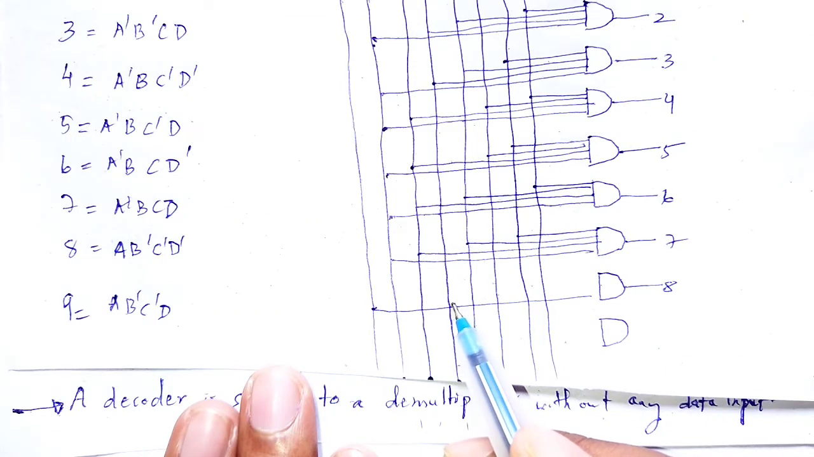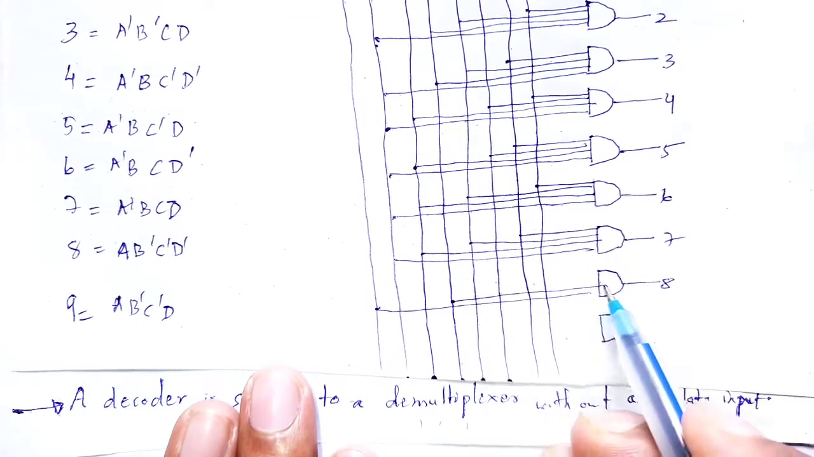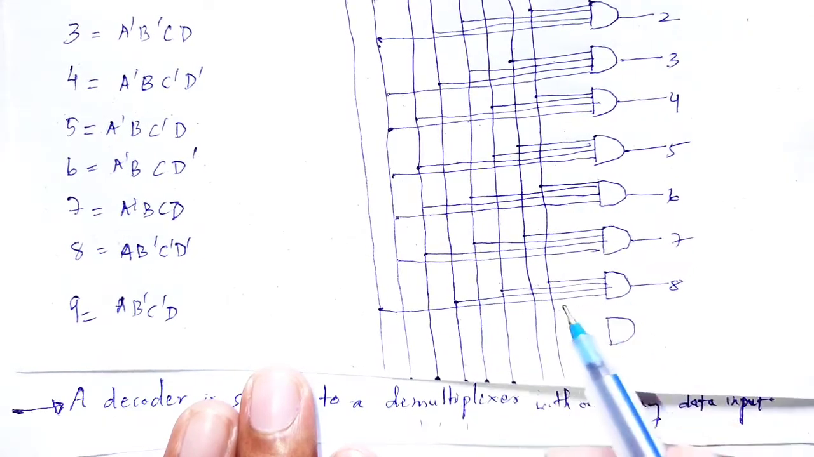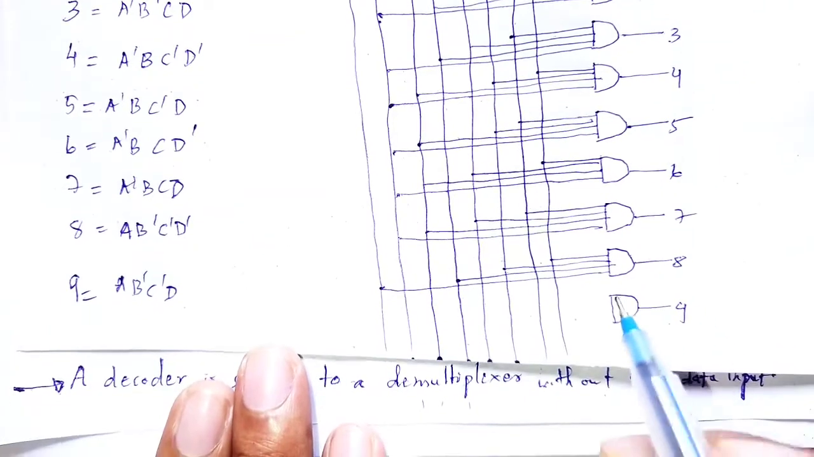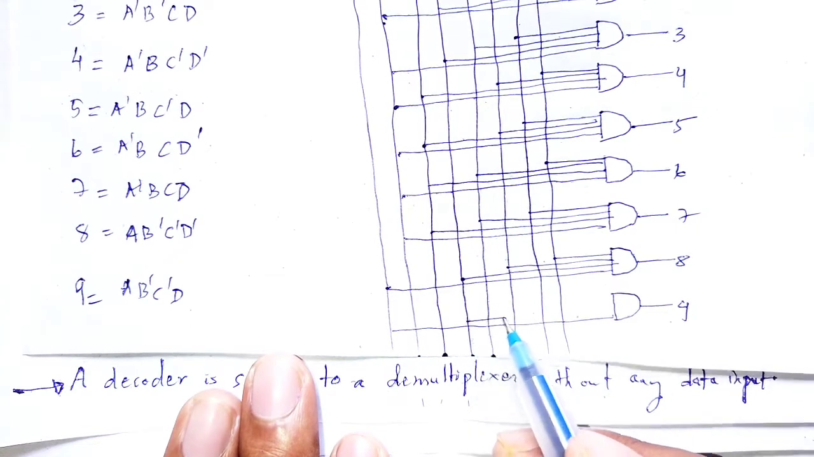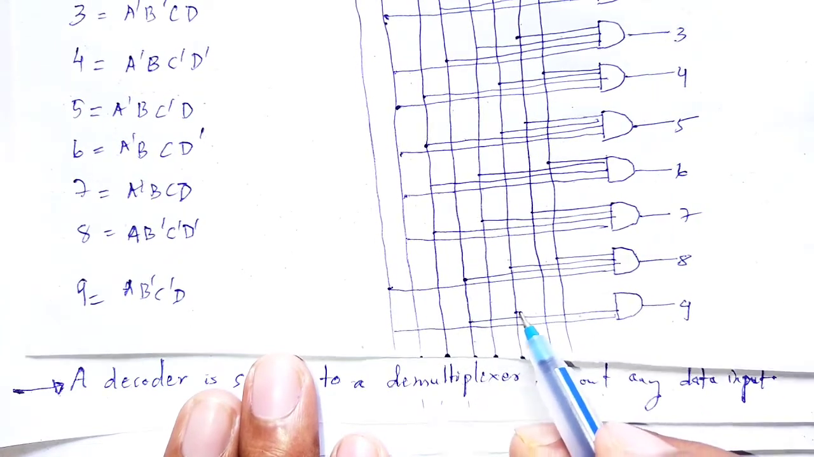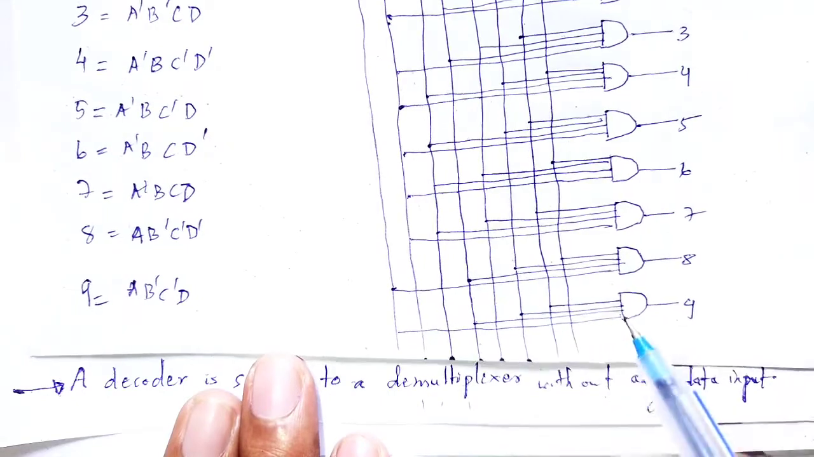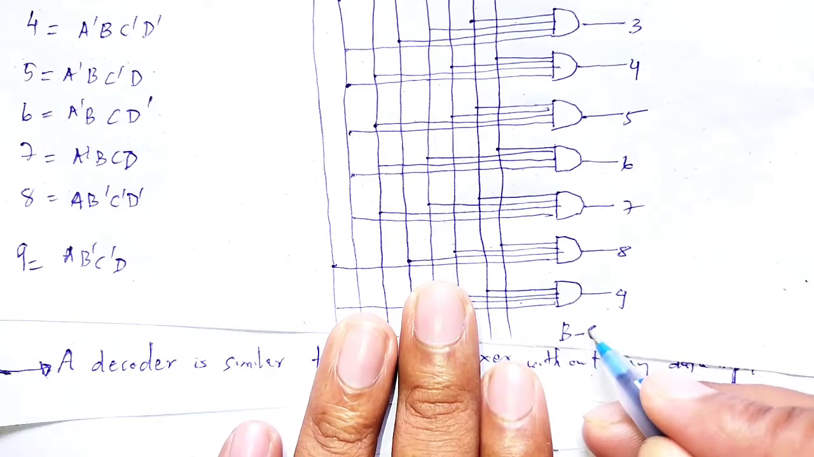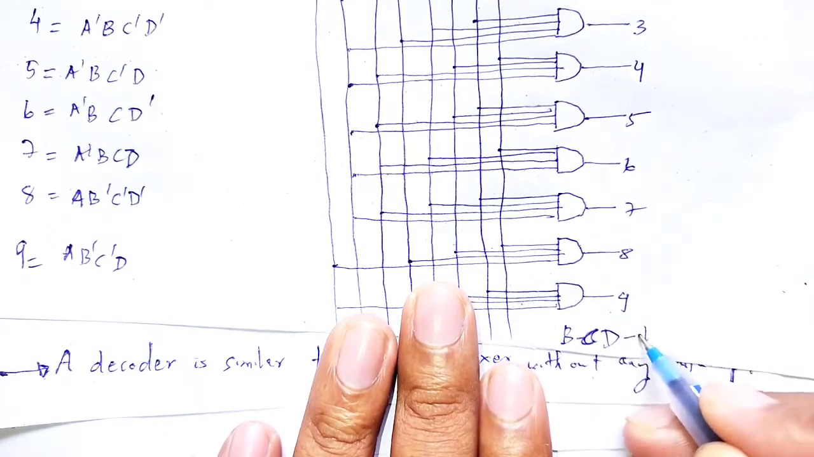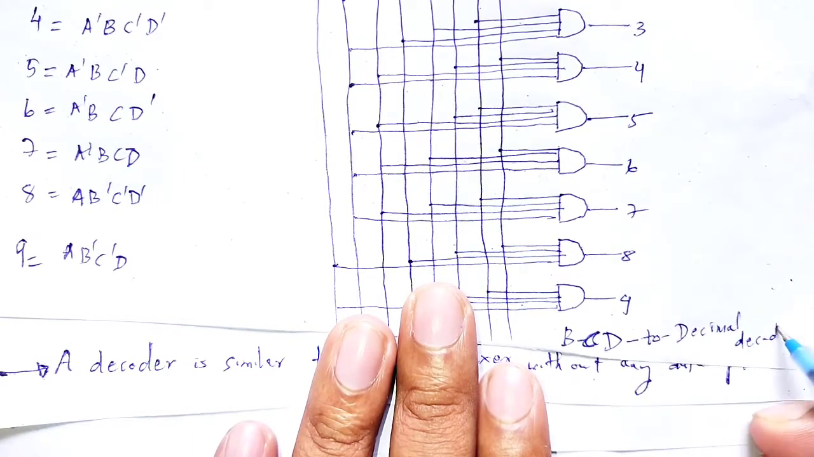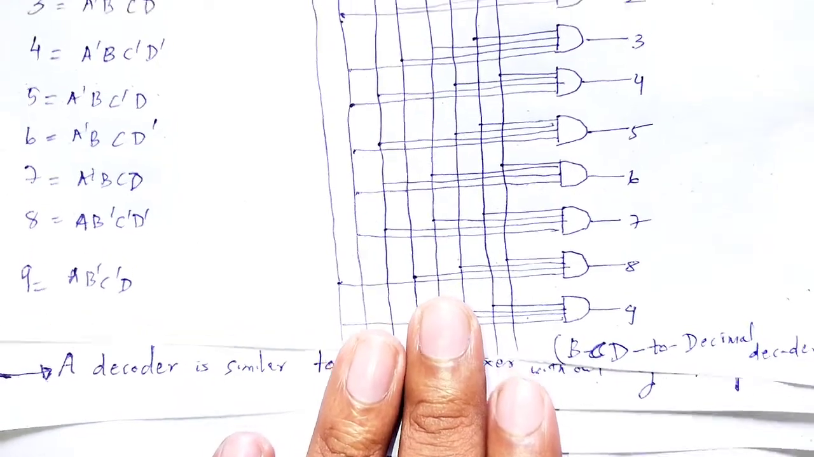For 8, A B dash C dash D dash. Next for 9, A B dash C dash D. That is the logic circuit for BCD to decimal decoder, BCD to decimal decoder.